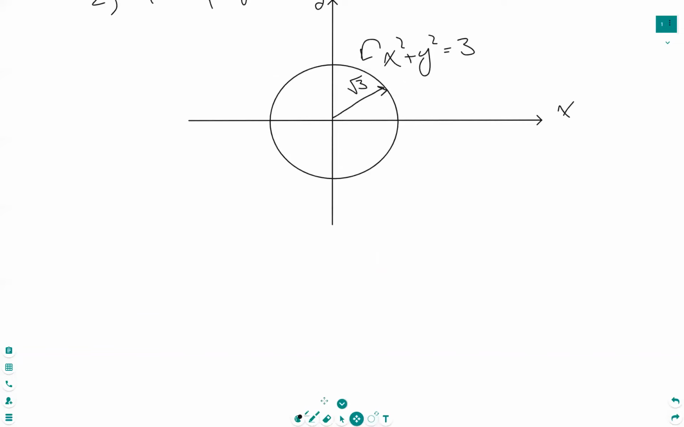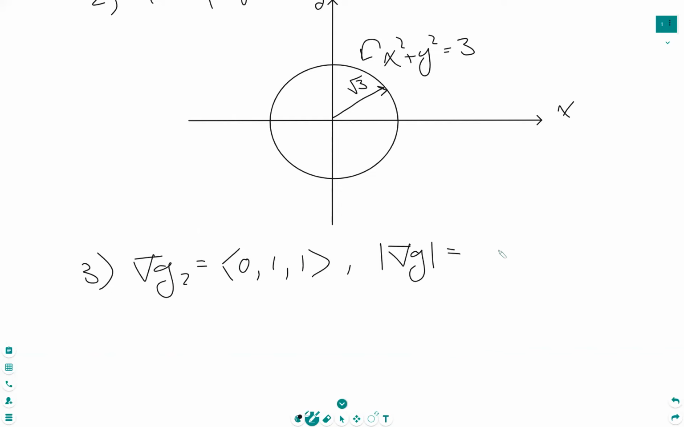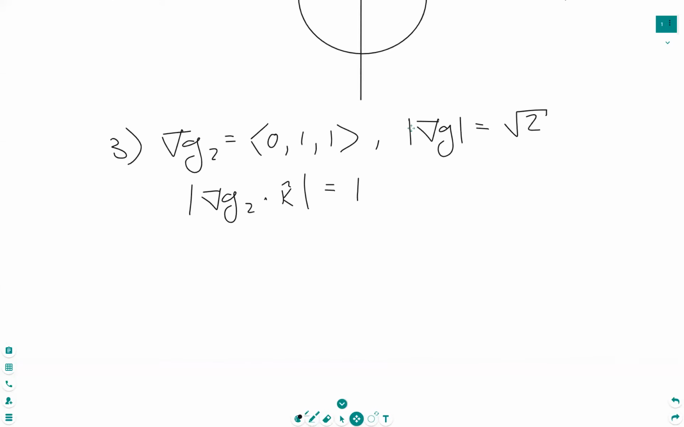So now for step 3, we look at our gradient. So we have 0, 1, 1, where the magnitude of this is root 2. The magnitude of the dot product of our gradient with k hat is 1. Okay, so it's not just 1. We just have a relationship here with this root 2 now.